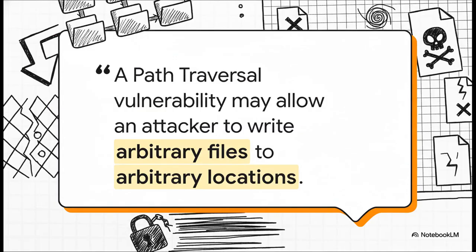So what are we actually talking about here? The official GitHub advisory puts it pretty plainly. An attacker can write any file they want to any location on your server's file system. Just let that sink in for a second. We're talking about the power to overwrite system files, configuration files, or even your application's own code.